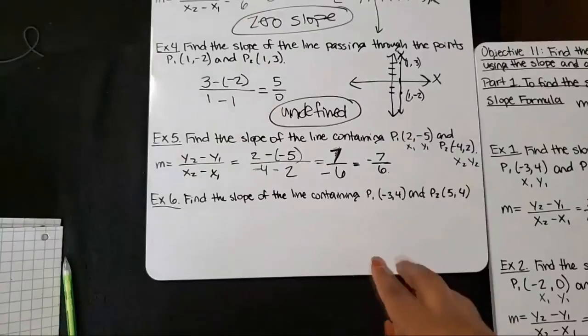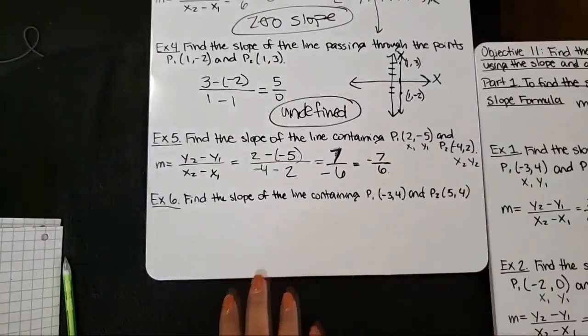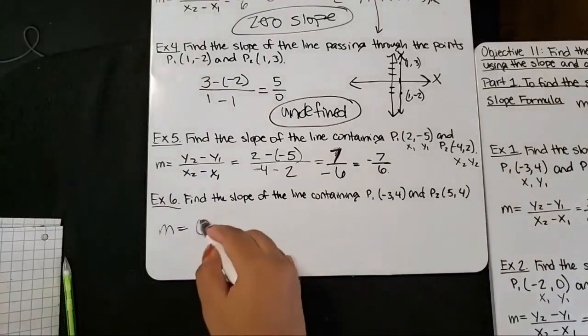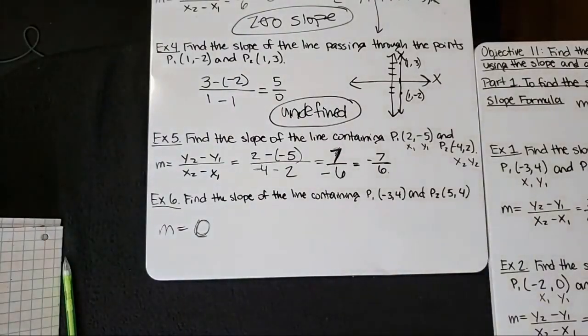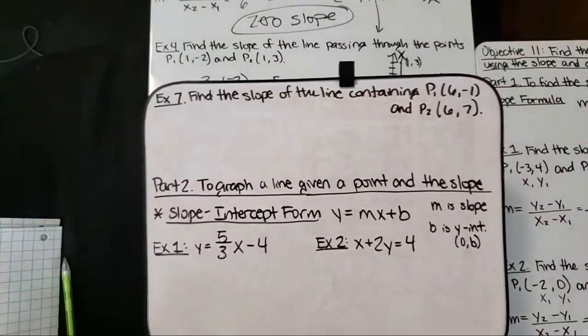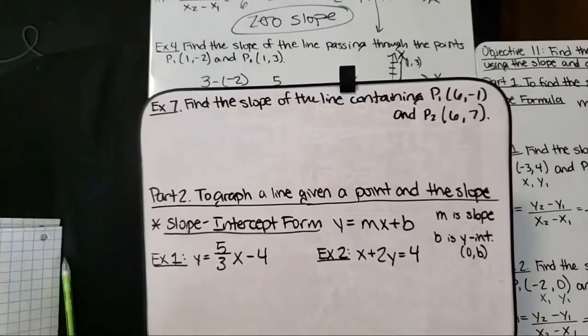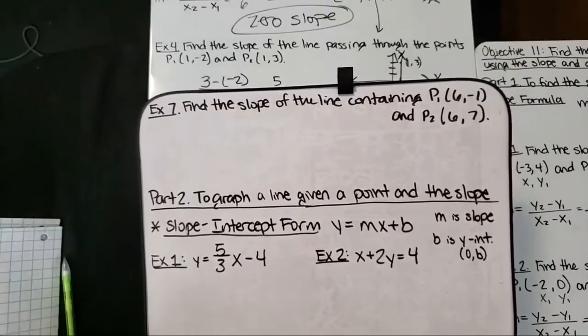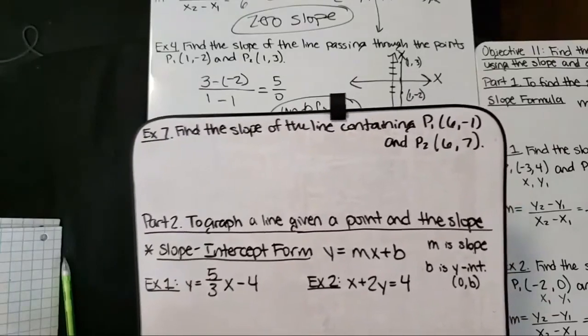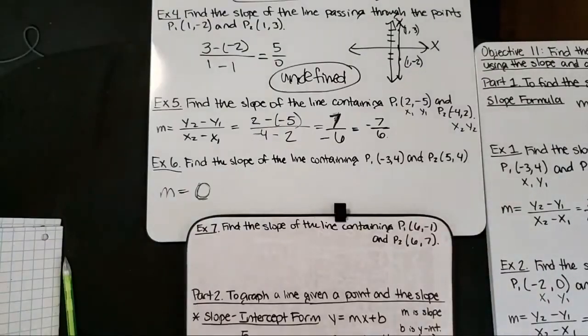So now I want you guys to do number 6. So you should have gotten 0 over 8, which is 0. Now let's look at number 7. For number 7, we have point 1 is 6, negative 1, and point 2 is 6, 7, and the slope equals 0... so we have a 0 slope, or we can say the slope is 0.